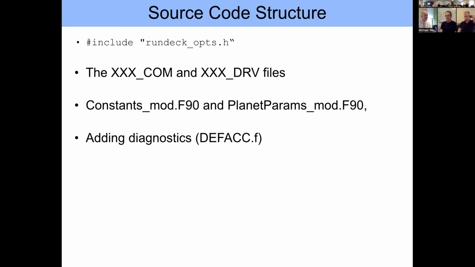Last but not least, we have CPP directives, so they can enable or disable large or small pieces of code. These are the things that are named as hash defined at the very top of the runscript. So what really happens is that as the model compiles, it is parsing the runscript and sees which things need to be defined with this hash define command.